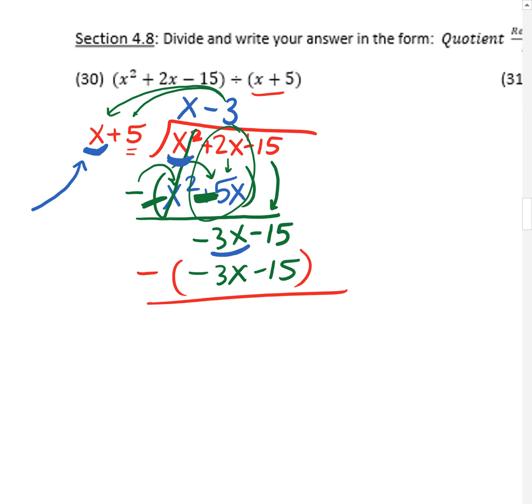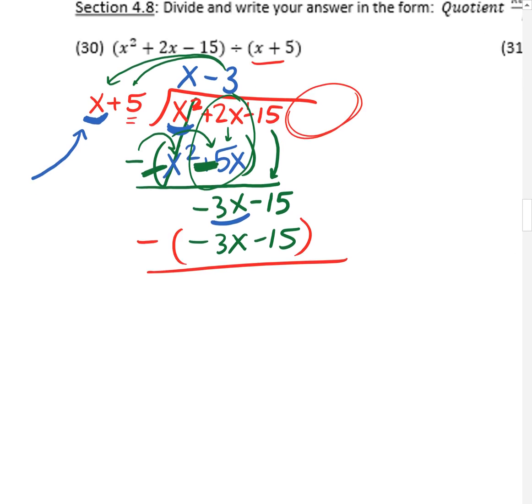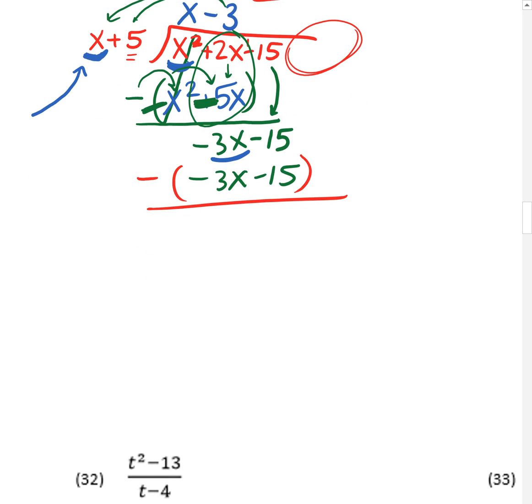And I know we're almost done because there's nothing left to bring down, so this must be the last cycle we're looking at. And be careful because the subtraction sign is meant for everybody, so it makes this minus sign a plus, and it makes this minus sign a plus once you distribute. Negative 3x and 3x is 0. Negative 15 and 15 is also 0. So you have no remainder.